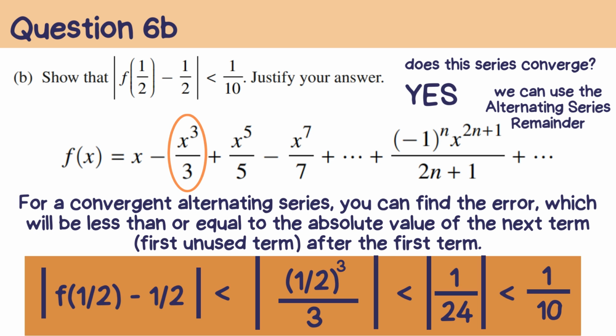And that's pretty much it for this one. For the points, I think it's going to be a point for noting that the error will be less than the next unused term, and the other point will be plugging in the half into the first unused term for it to be less than 1 over 10. And that, I think, is going to be a good justification for this question.